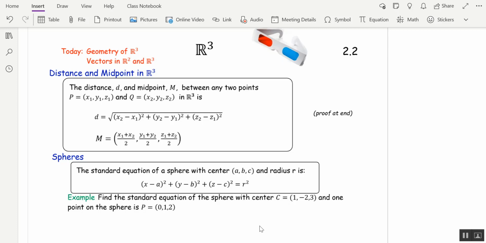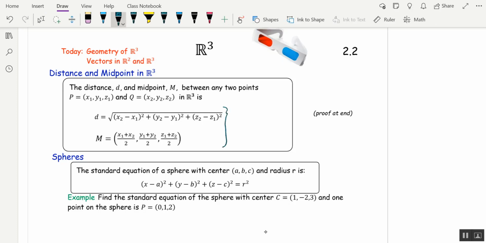Welcome to 2.2. Today we're going to talk about describing solution sets in R3. So we're going to start off with two formulas that are just generalizations of formulas you already know. The distance formula in R2 and the midpoint formula in R2 generalized to R3 by just adding that extra coordinate, in this case here and in this case here.